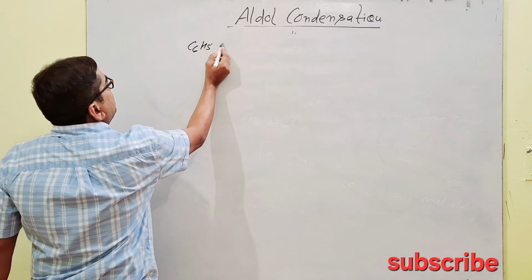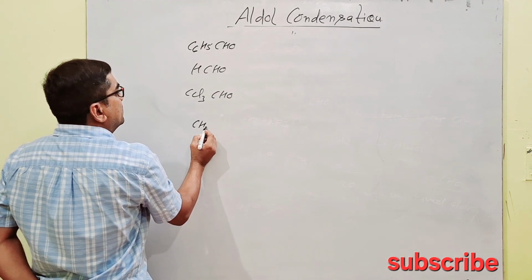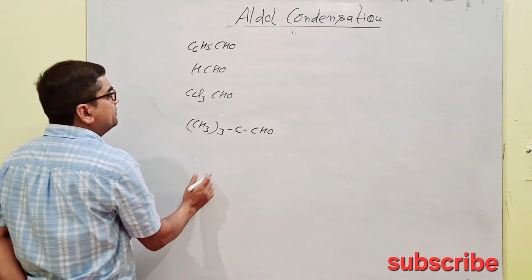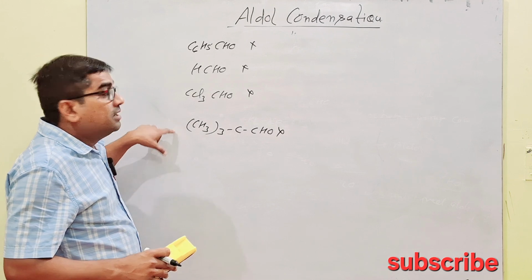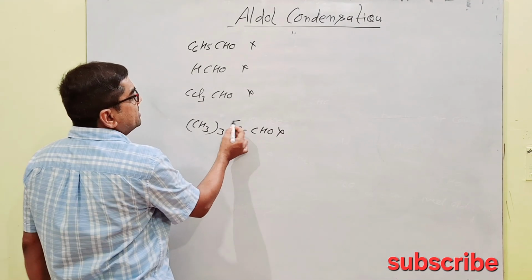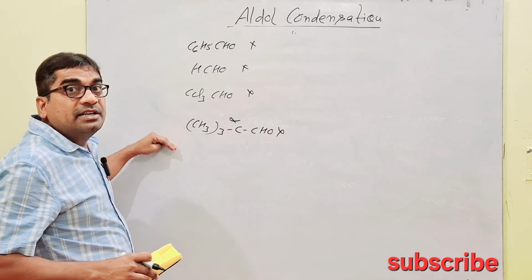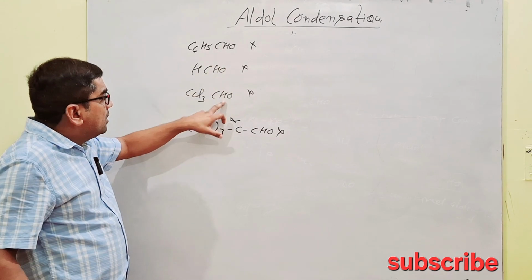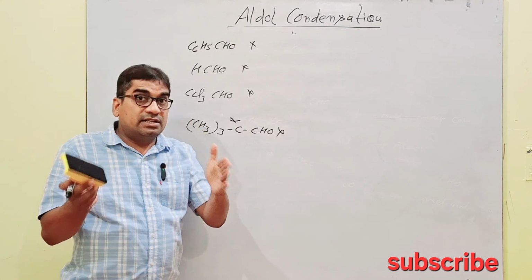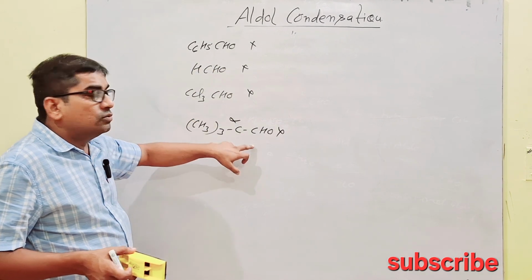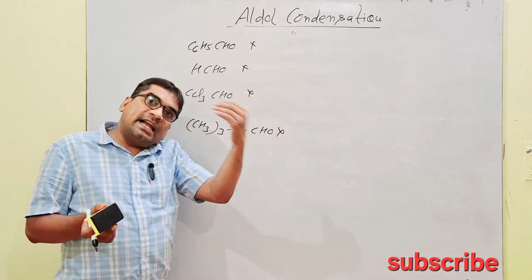So C6H5CHO, HCHO, CCl3CHO, (CH3)3CCHO. These will never undergo aldol condensation by themselves. They will not participate in aldol condensation because there is no alpha hydrogen here. That's why they by themselves do not participate. But since these all have carbonyl groups, and in aldol condensation the carbonyl of one molecule and the alpha hydrogen of another is utilized, whenever they come in contact with aldehydes or ketones that contain at least one alpha hydrogen, aldol condensation results.